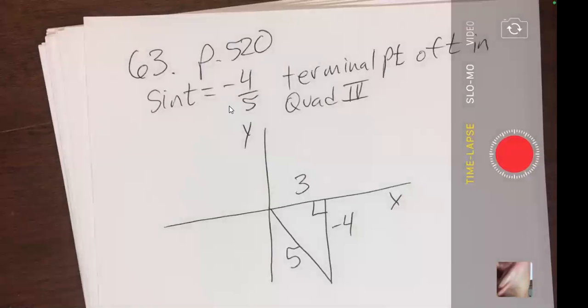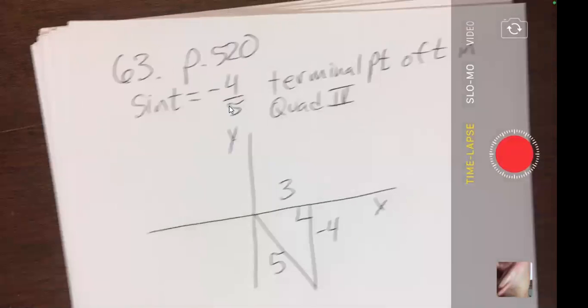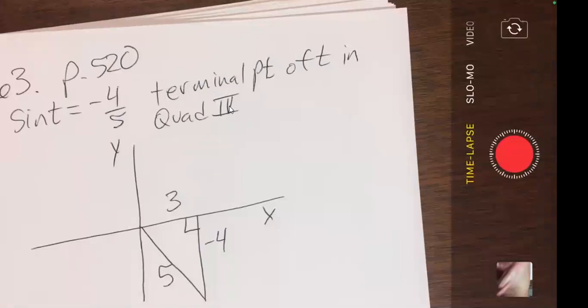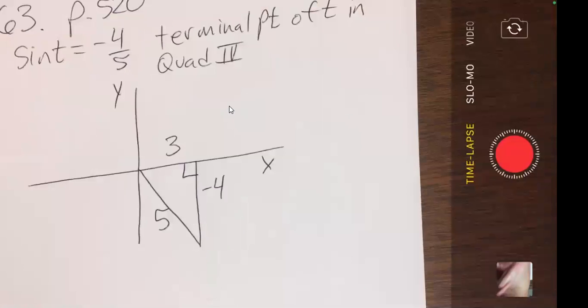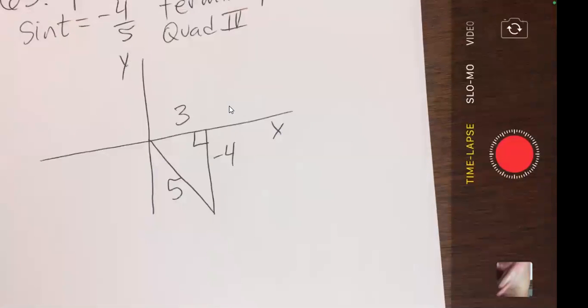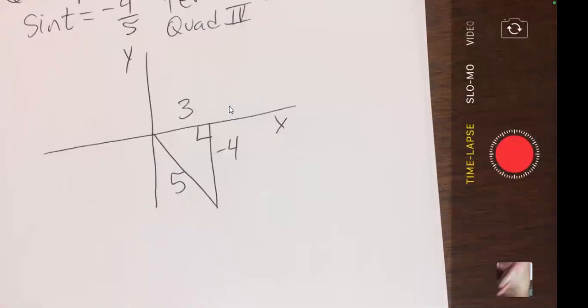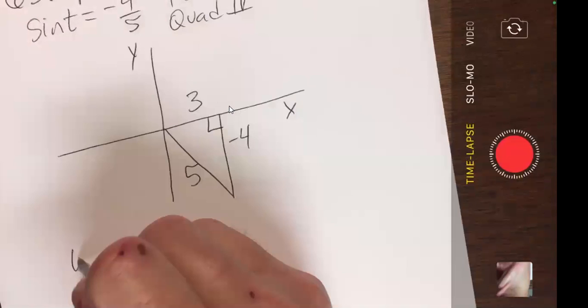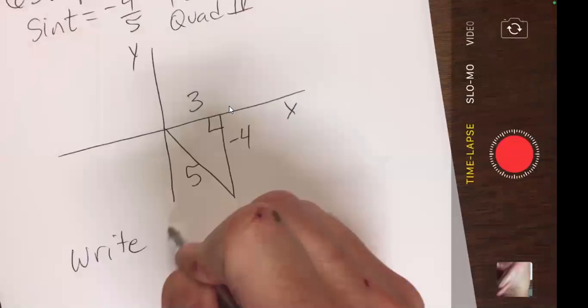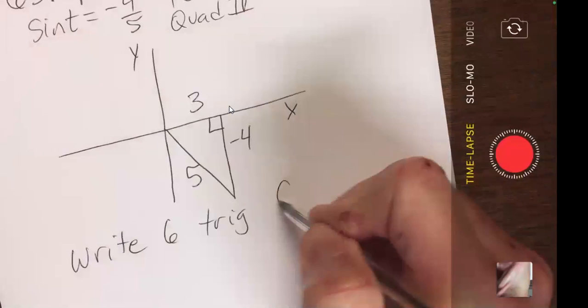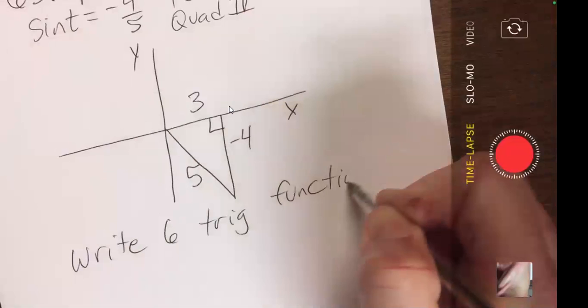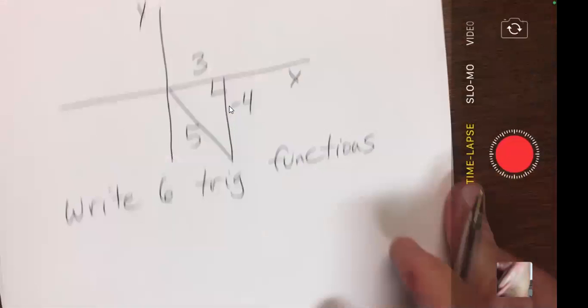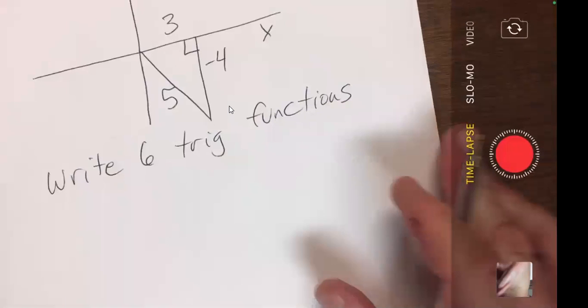So you're given your sine of t, -4/5. Your cosecant of t, -5/4. Again, you can keep the negative on top, both of them. Your cosine of t would be 3/5, adjacent over hypotenuse. Your secant of t, 5/3.